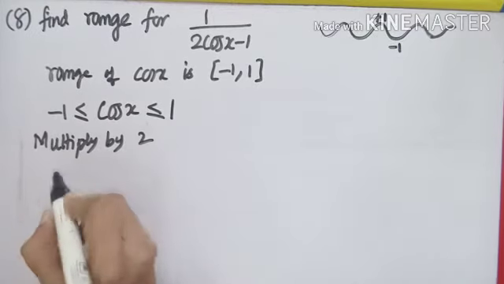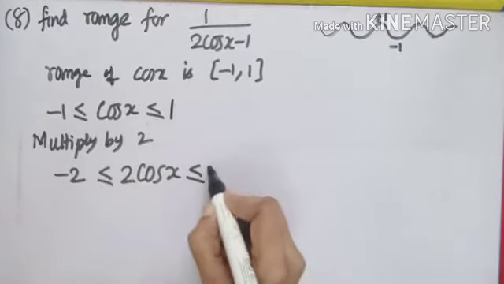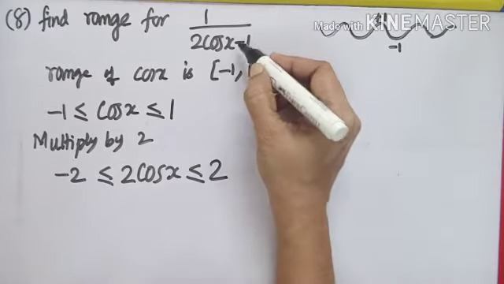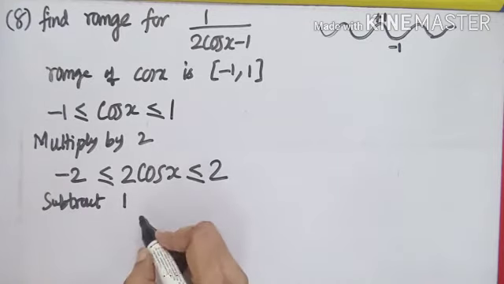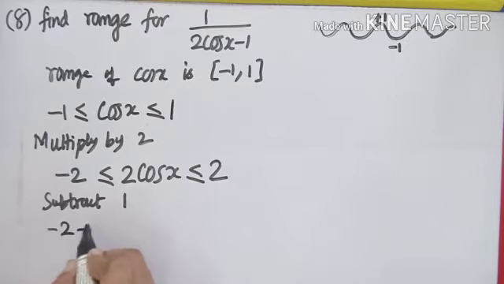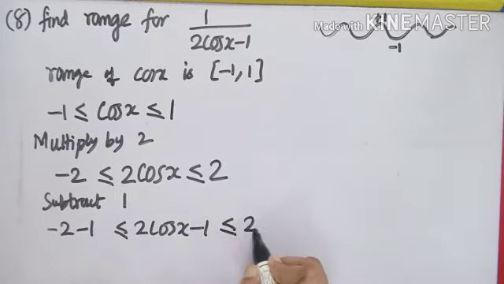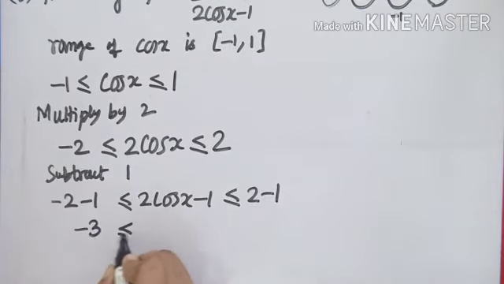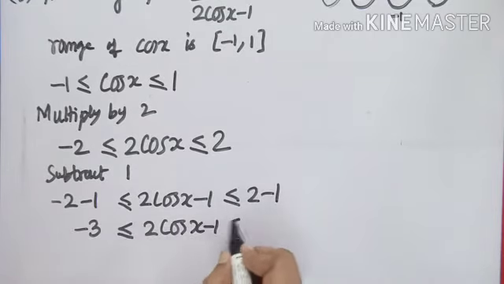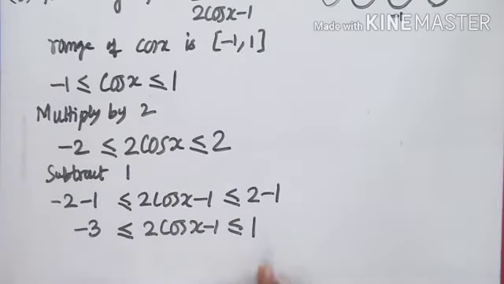What is the next step? Multiply by 2. So minus 1 into 2 less than or equal to 2 cos x less than or equal to 1 into 2. Now I want minus 1. So subtract 1 throughout. Minus 2 minus 1 less than or equal to 2 cos x minus 1 less than or equal to 2 minus 1. So what is my answer? Minus 3 less than or equal to 2 cos x minus 1 less than or equal to 1. So I get the answer: 2 cos x minus 1 is between minus 3 and 1.